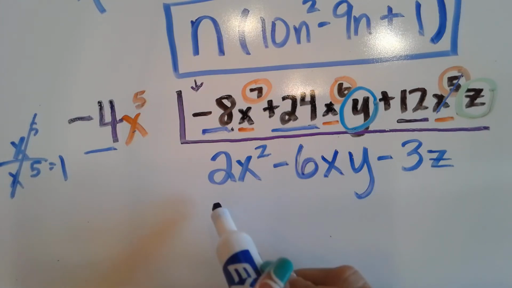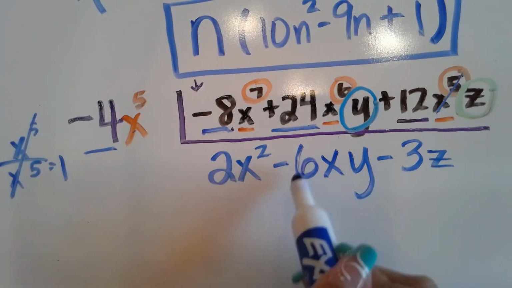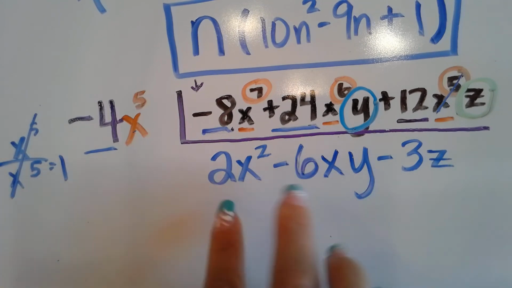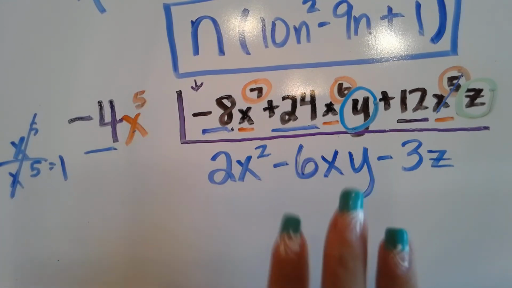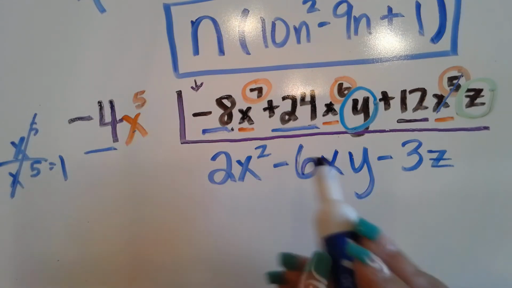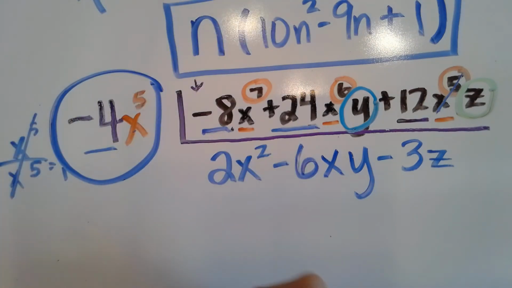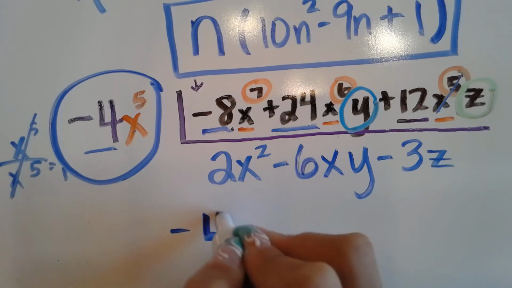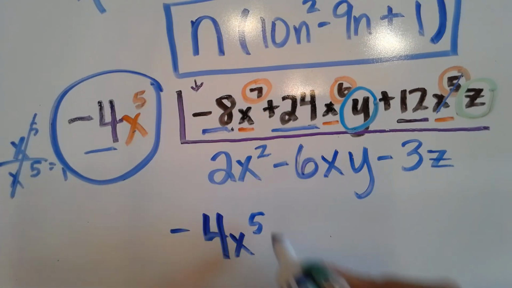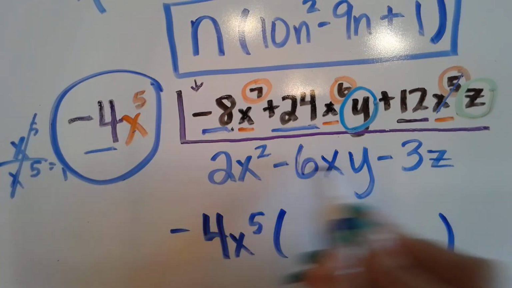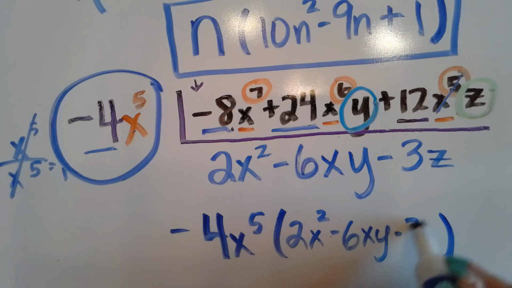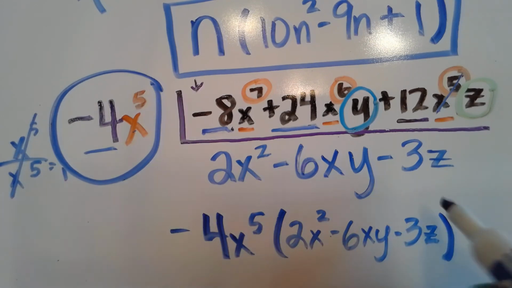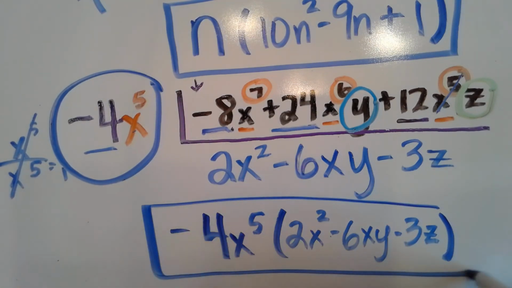Now, I'm looking here, and there is nothing else that they all have in common. These two may have x's, but this one does not have an x, so we can't pull anything else out, okay? That's just an example. So now I'm going to write my answer, -4x to the 5th times, and we're going to write everything here in these parentheses, 2x squared minus 6xy minus 3z. And that here is your final answer.